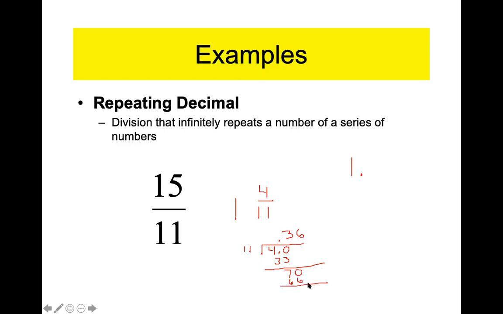I probably should have given myself some more space. A 4, add a 0. 11 goes, here we go, repeat, we go back to our 3, and if we continue, we get another 6, and we get another 3, and then another 6, so it looks like what's repeating is the 3 and the 6, so the bar goes over the top. There's one way of doing it.